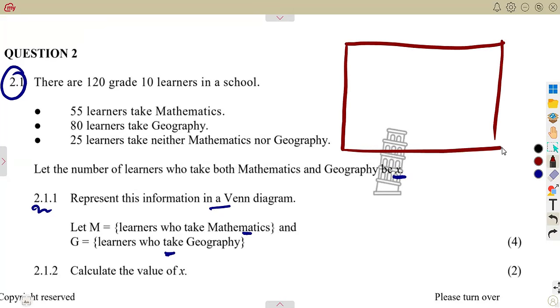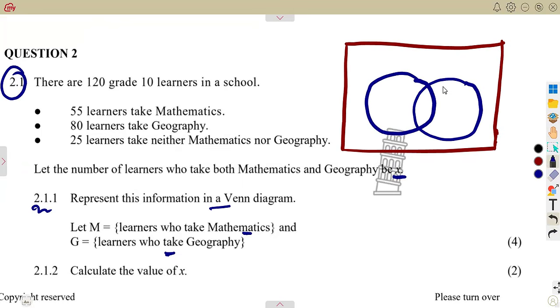So it means on this rectangle, we also have that allowance of those who are taking both. We are supposed to have an allowance of those who are taking both like this. There must be an intersection like that, because there are those who are taking both. So this is for the intersection, both learners. And we are told, let those learners be X.